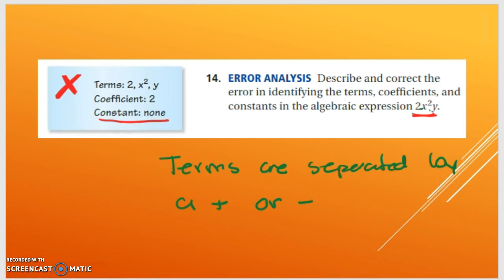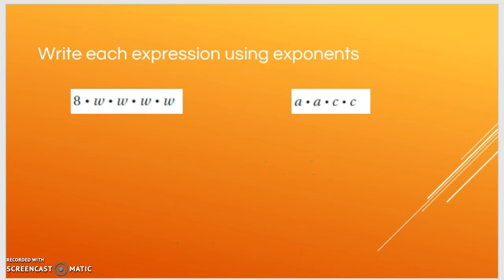I got it. So we actually only have 1 term, and my term would be 2x squared y, since nothing's separated. All right, that's my term. All right, moving on. Now the second part of this stuff, we are going to write each expression as exponents.